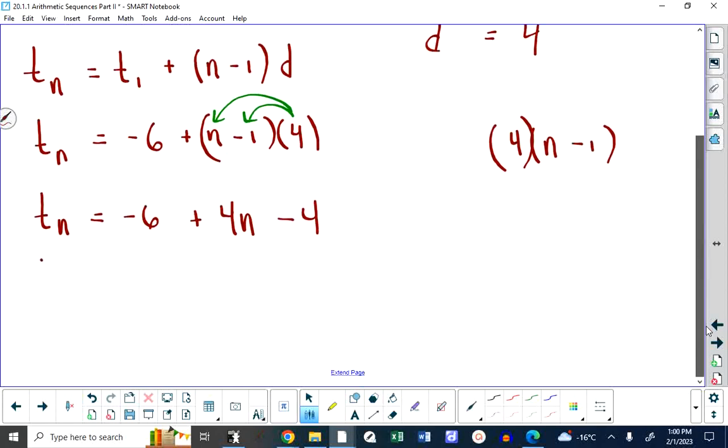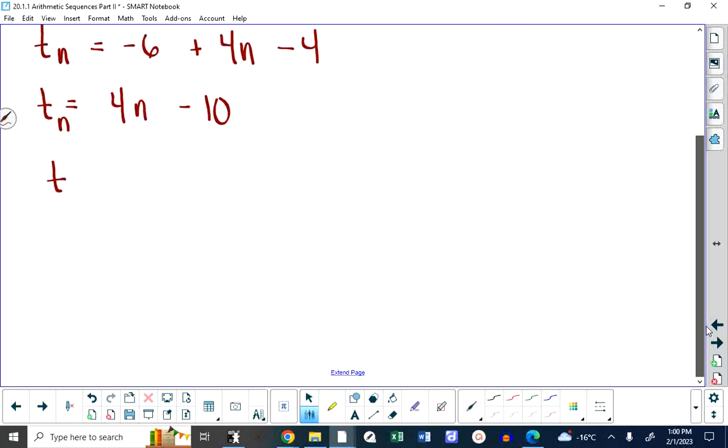So what I end up with is 4n, and negative 6 and negative 4 is negative 10. That's my general formula. You with me? Okay. Is there anything wrong with writing this? Absolutely not. I don't tend to write things that lead off with a negative. But I think this is the best answer right here.